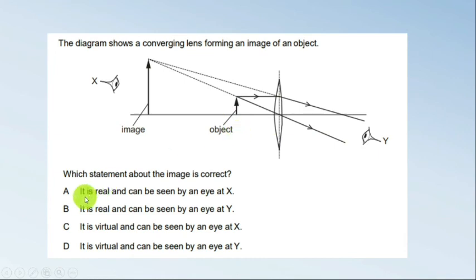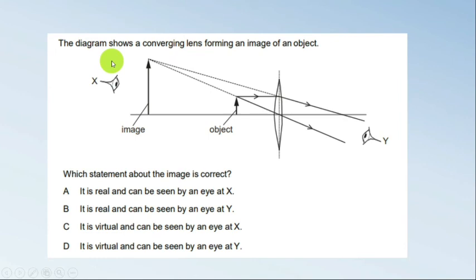Let's see. It is real, for sure no. I will not continue reading from the beginning. It's written real, it's not real. It is real, also this one is wrong. It is virtual, okay, it can be seen by an eye at X. Here is the eye at X.